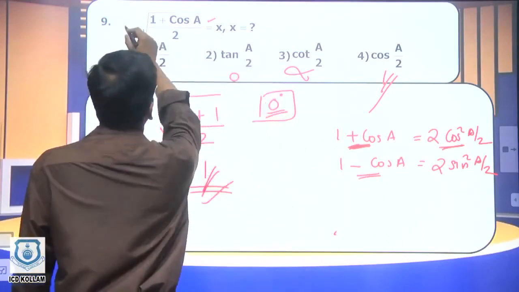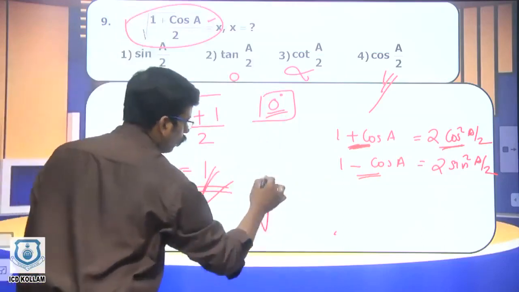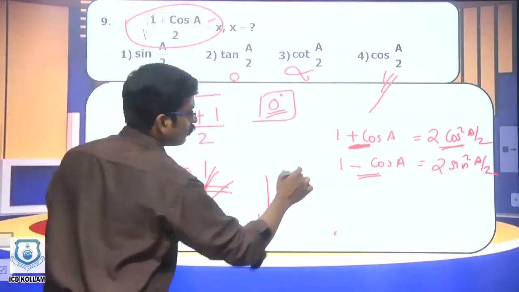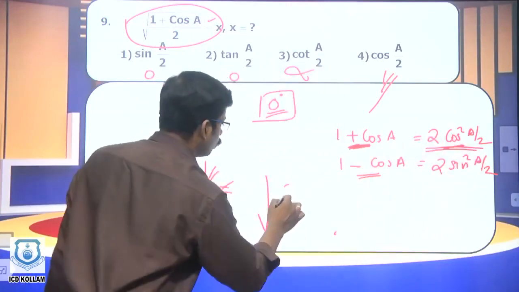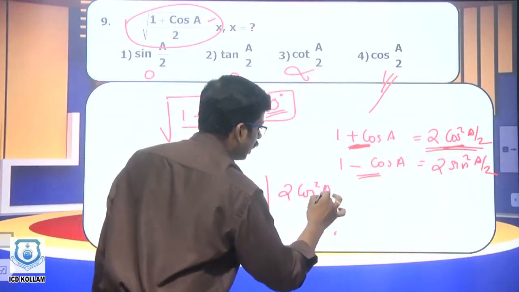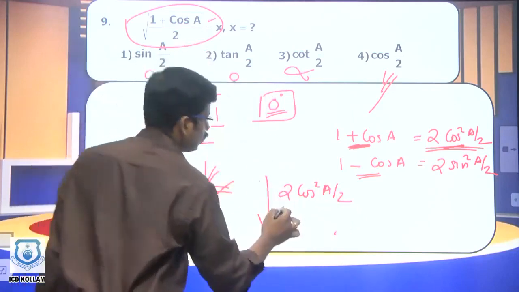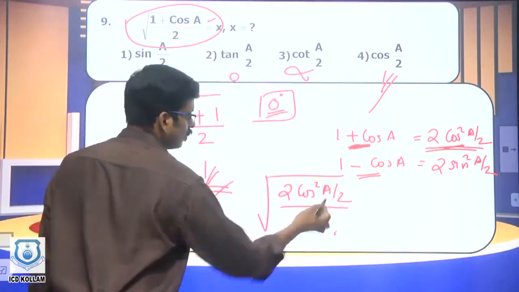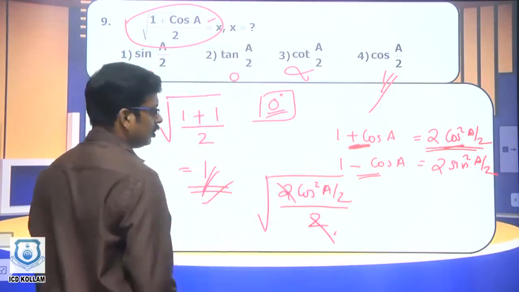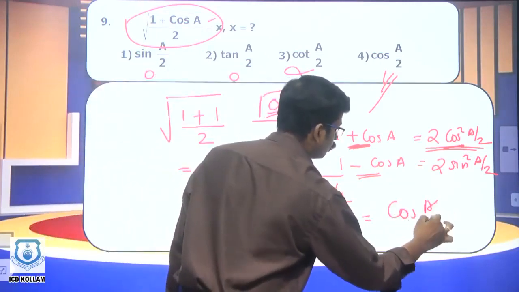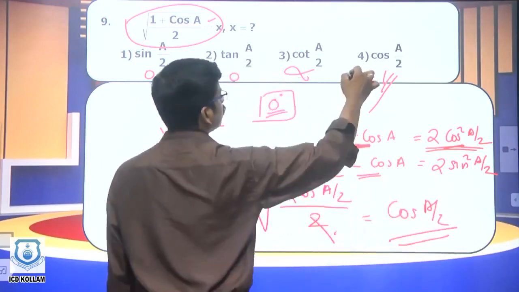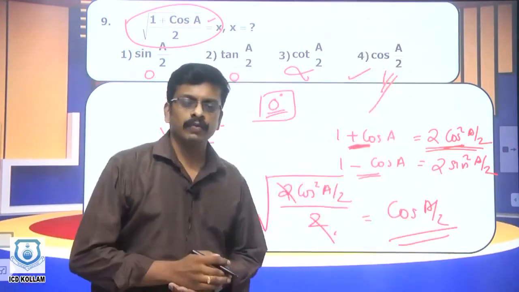So now let us look at that question, square root of 1 plus cos A. We can replace 1 plus cos A with 2 cos square A by 2, so square root of 2 cos square A by 2 over 2. The 2s cancel each other, and the square root of this is cos A by 2. And we get that answer, cos A by 2, as in the fourth option.